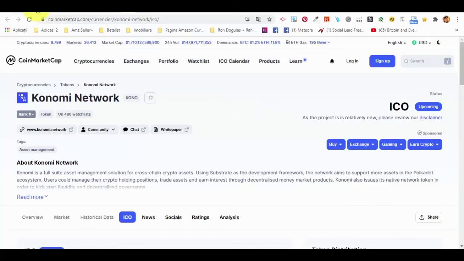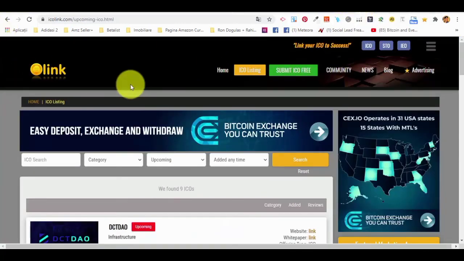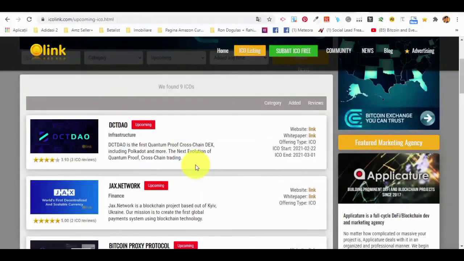CoinMarketCap is one of the places where you can check out the list of ICOs. Another one is, let's see, ICO Drops, which is pretty interesting. It doesn't have as many ICOs announced as the other one. And we also have ICO Link, again another platform that you can check out. You can see ICO listing here in the menu, upcoming ICO, ongoing, pre-ICO list, and so on. So you can see what projects are upcoming here.